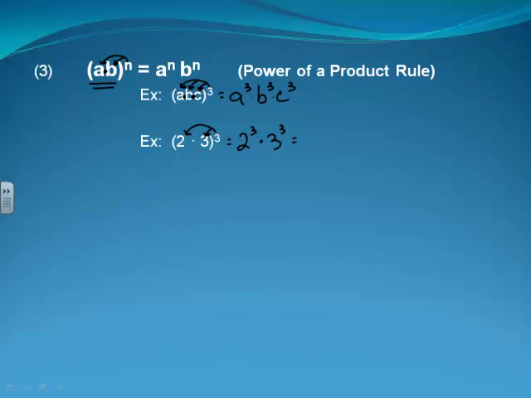Order of operations says you do the exponents first, so we need to do the 2 times 2 times 2 group, and we're going to multiply that by the 3 times 3 times 3 group. That gives us 2 times 2 times 2. 2 times 2 is 4, times 2 is 8, times 3 is 9, times another 3 is 27. And your final step for a complete simplification, 8 times 27 is 216.